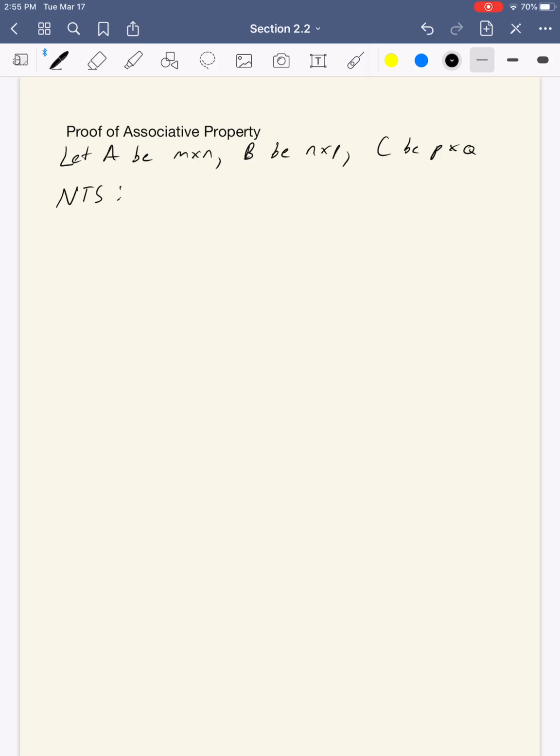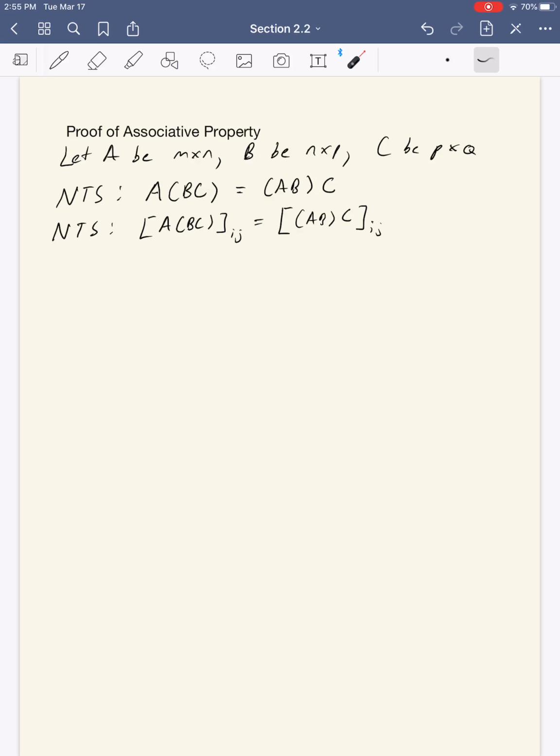What we need to show, right, is that A times B times C is the same as doing A times B and then multiplying by C. To do this, we're not going to show this overall for the matrix. We're going to show this by the elements. So we really need to show that the ij element of that guy is going to be the same as the ijth element of that, because that's what it means for matrices to be equal. They have all the same elements in the same positions. We're not concerned about size here again because we've already made the assumption that the sizes will work out.